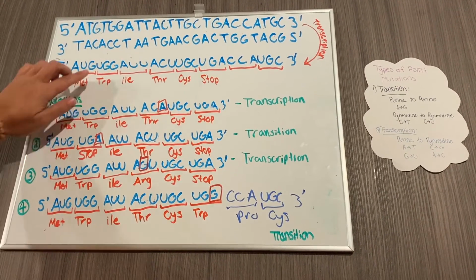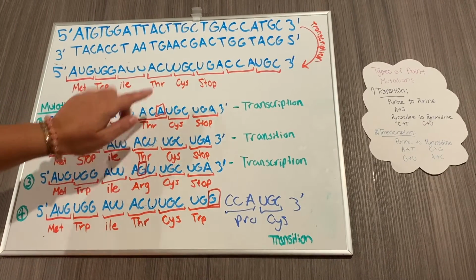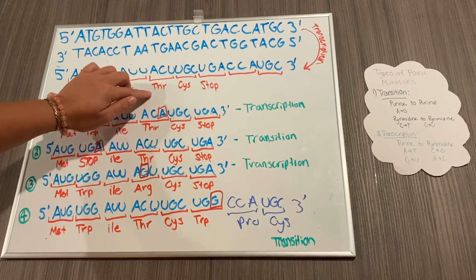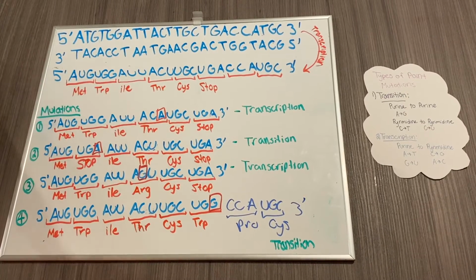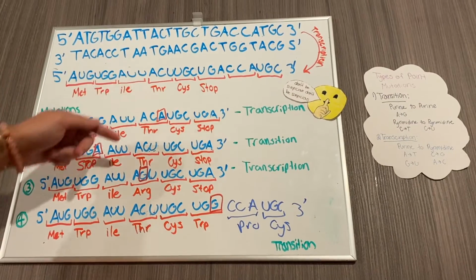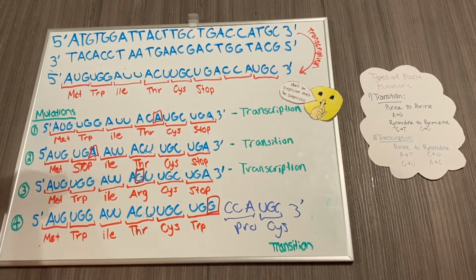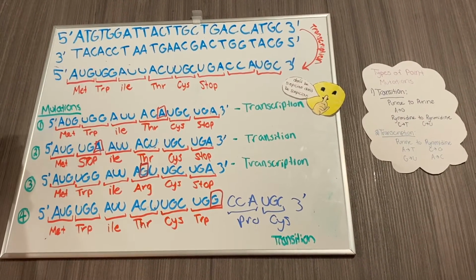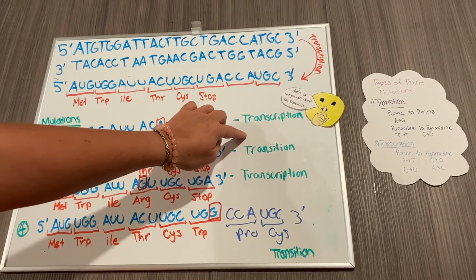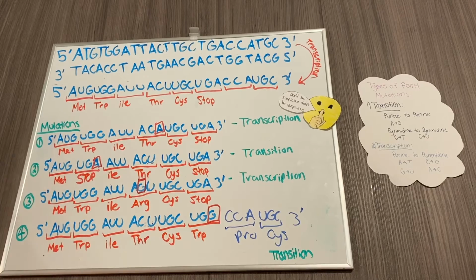So if I'm going on and I'm moving along, you can see that what was once a uracil is now an A. However, they're still the same amino acid. Well, this is going to be called a silent mutation because we're still getting the same thing. And the protein's still going to be performing the same way it did before because nothing really changed. This is called a transversion because it moves from a purine to a pyrimidine.